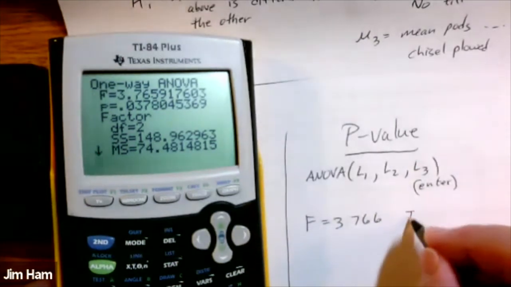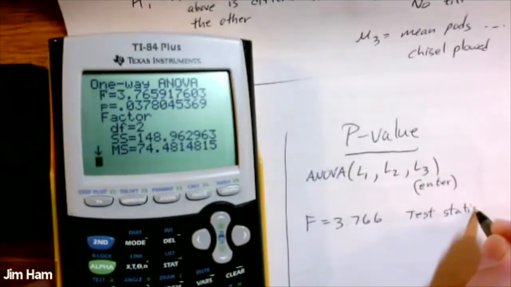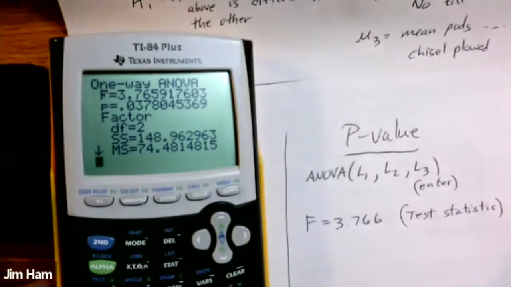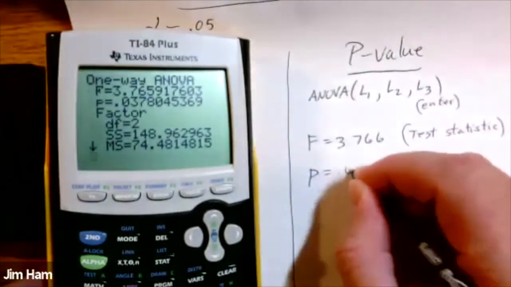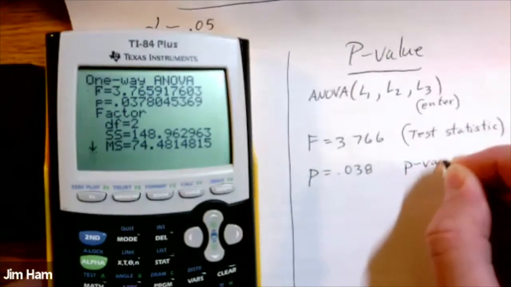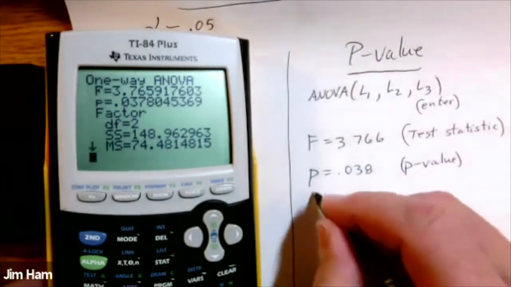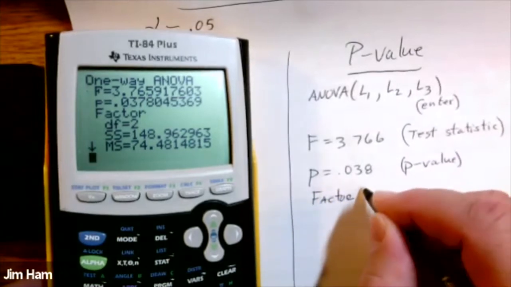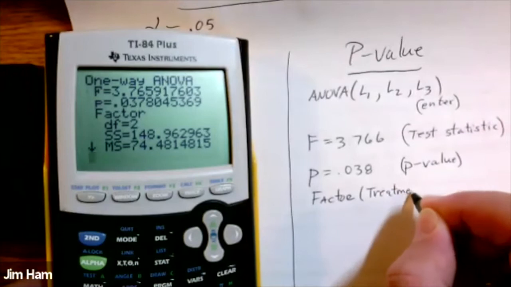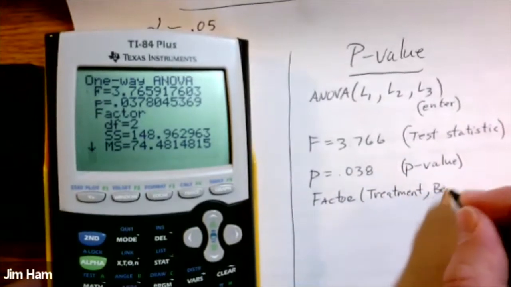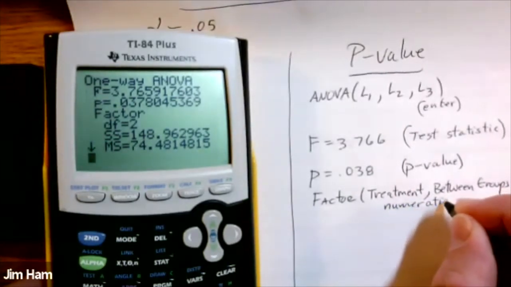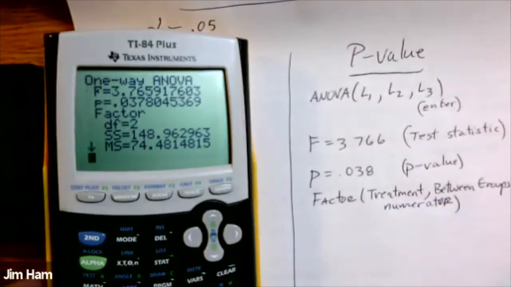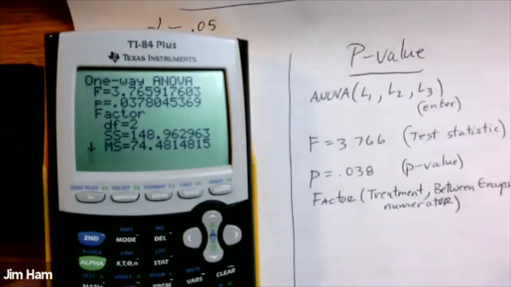I'll round to 3 decimal places. This is the test statistic. The first number that they give you in these tests always is the test statistic. The next one is the P, which is the p-value. Then they have something like factor. Sometimes they call this the treatment, and sometimes they call this between groups, or numerator. All of these are related to the top number. Our calculator calls it factor. Other outputs that you'll get from Excel or SPSS or others will call it something else.